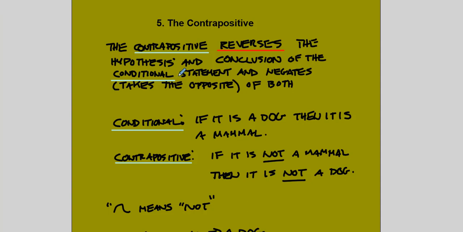Okay. The contrapositive. The contrapositive reverses the hypothesis and conclusion of the conditional statement and negates both of them. That means takes the opposite. So for example, again, back to our example we've been using. If it is a dog, then it is a mammal. The contrapositive would be, if it is not a mammal, then it is not a dog. Okay?